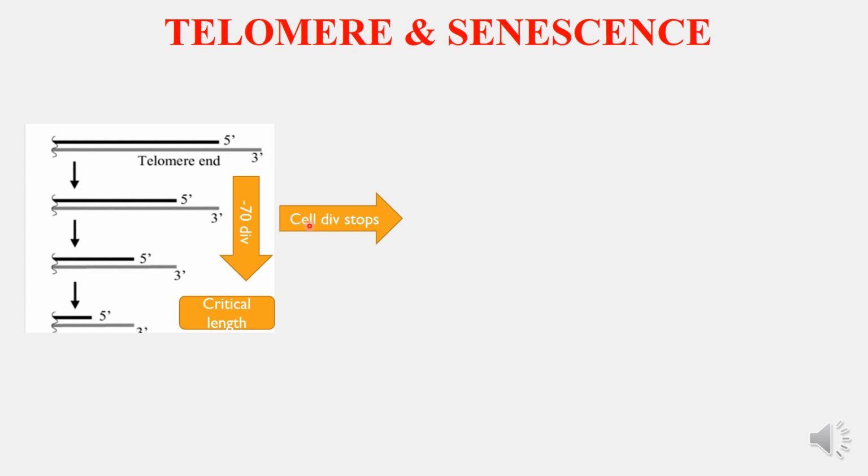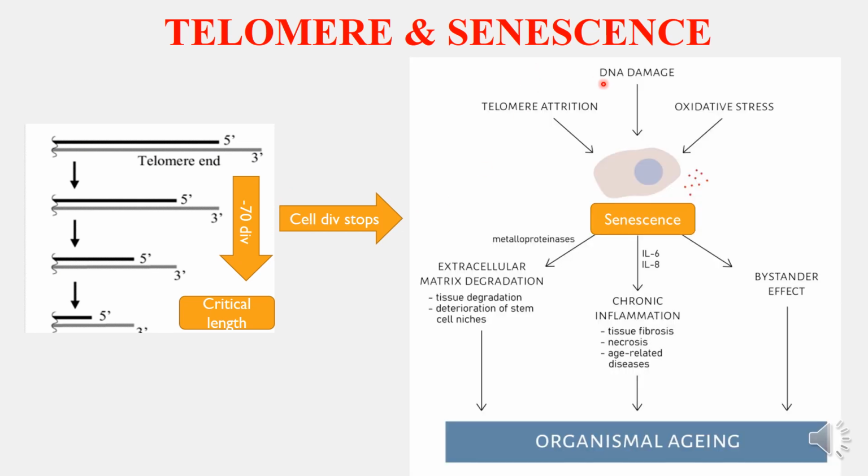division stops. So when the cell division stops, then the cell has reached senescence and aging, and since all the telomeric ends are non-coding, the cell stops dividing so that it doesn't harm the coding regions. And then there are various age-related deteriorations, which finally leads to cell death. So this is about telomeres and senescence.